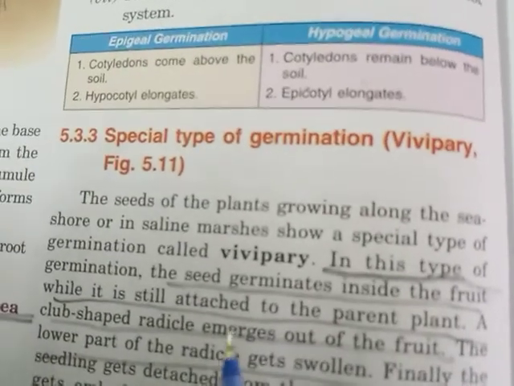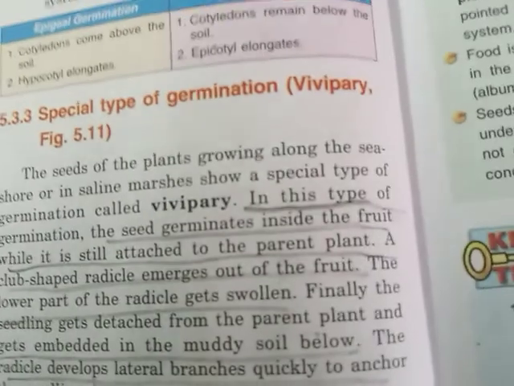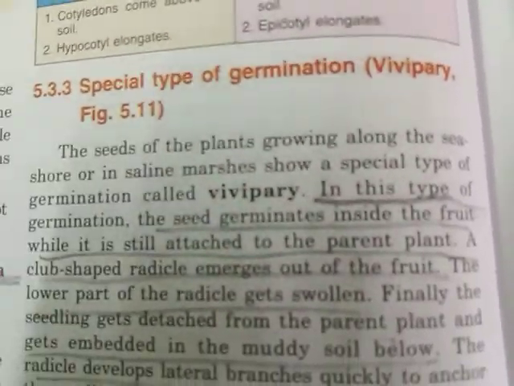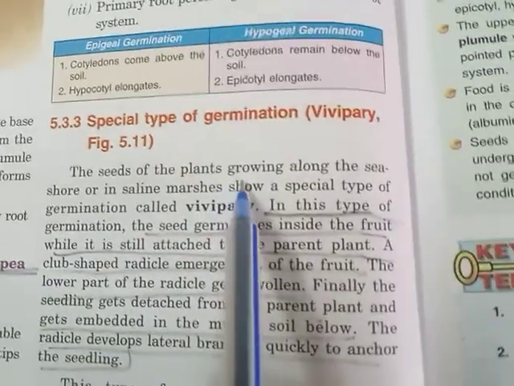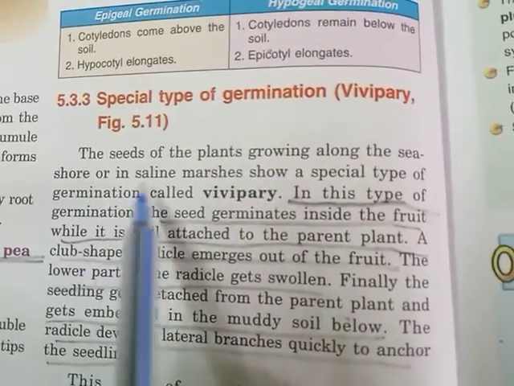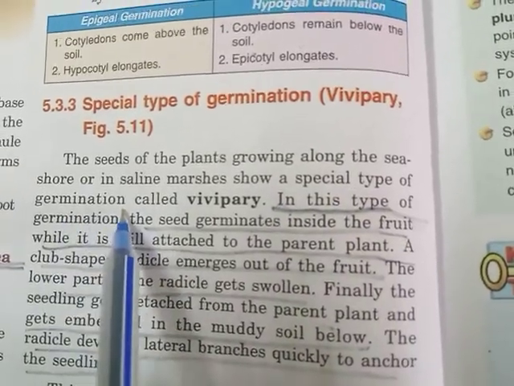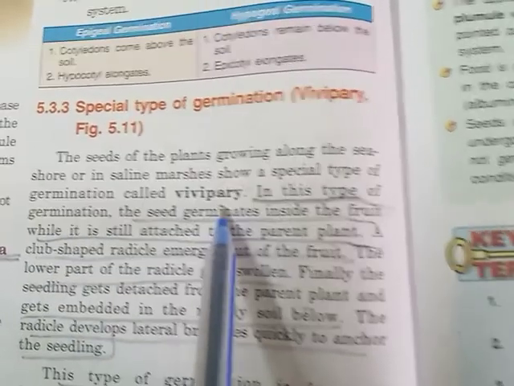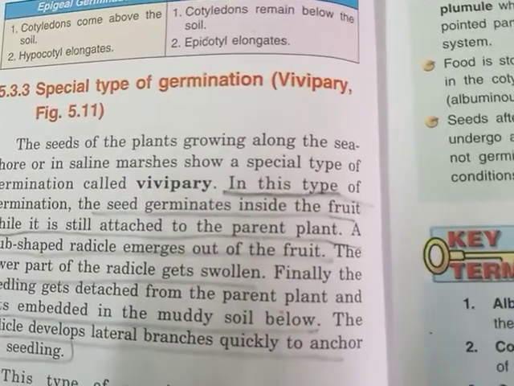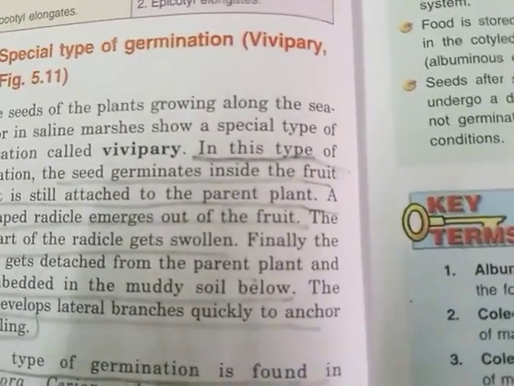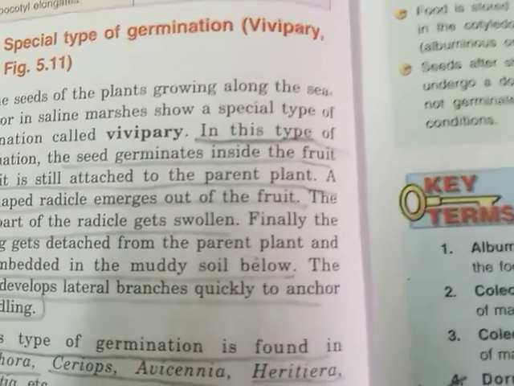Now a very special type of germination is there, that is vivipary. Another type of germination, that is vivipary. Now what is vivipary? We will see here. The seeds of the plants growing along the seashore or in saline marshes show a special type of germination called vivipary. So children, here the seeds of the plants which grow near the seashore or in saline marshes show a very special type of germination.